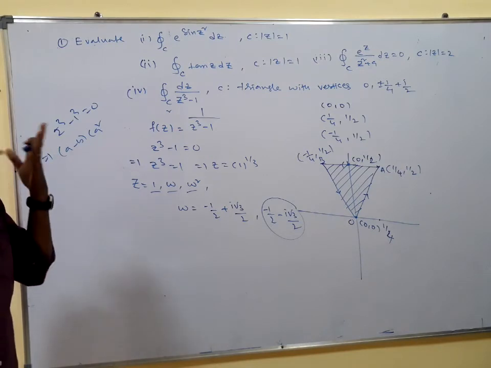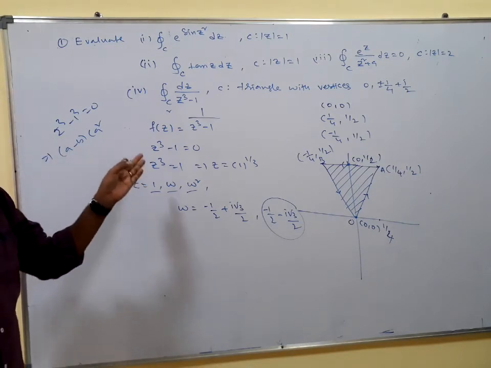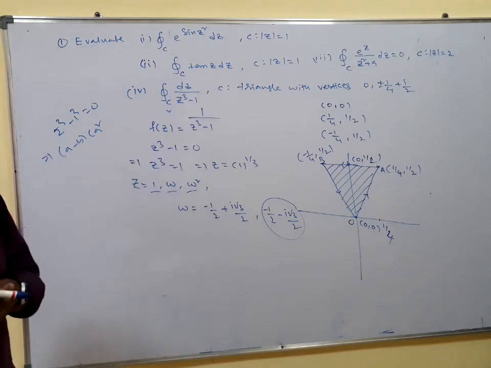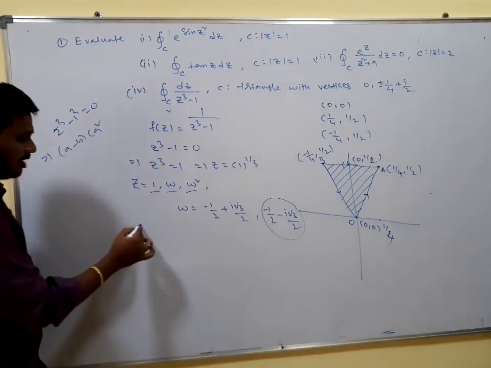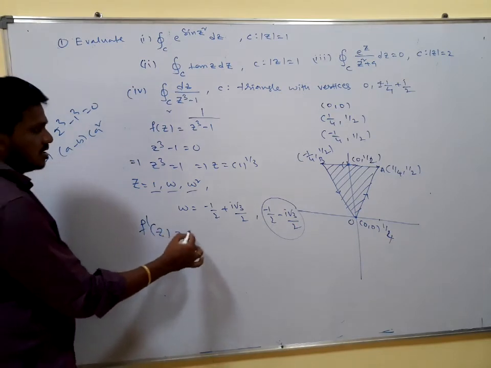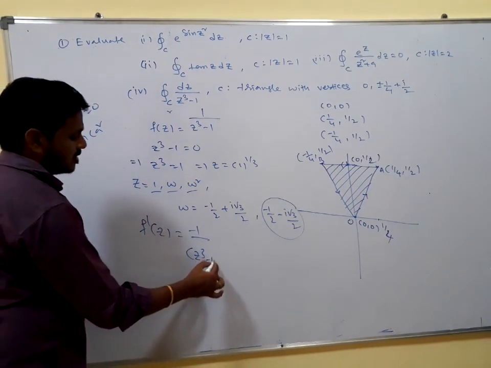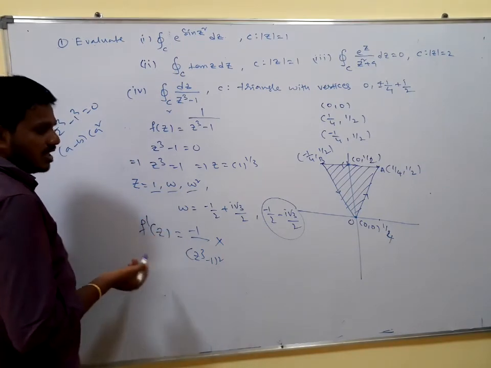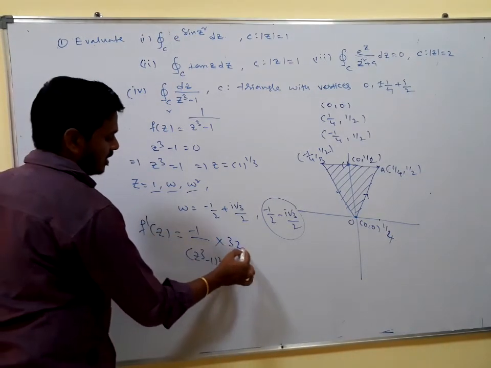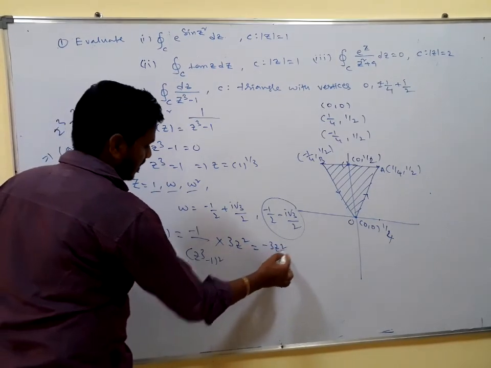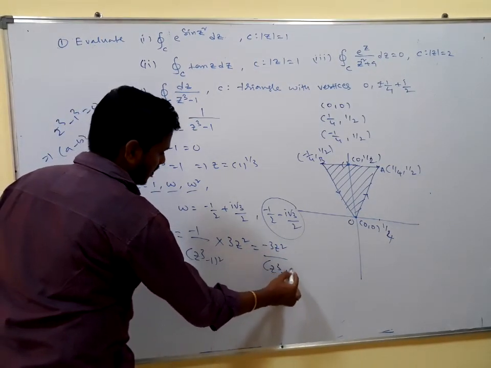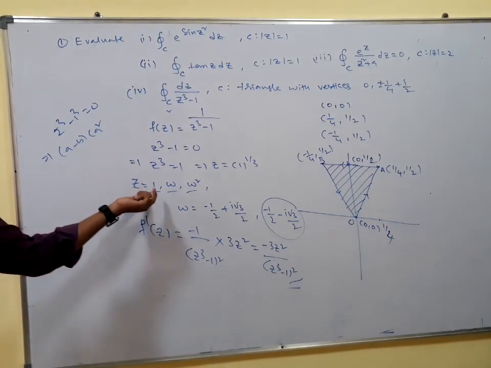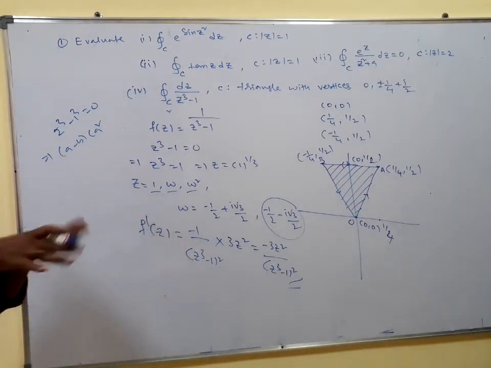But these points are not inside our triangle, so we can apply Cauchy's integral theorem. Or if you find the f dash of z also, f dash of z is equal to minus 1 divided by (z cube minus 1) whole square into, and 1 by x derivative is minus 1 by x square, into z cube derivative is 3z square, minus 3z square divided by (z cube minus 1) whole square, which exists and is continuous except at these values, but these values are not inside our region.